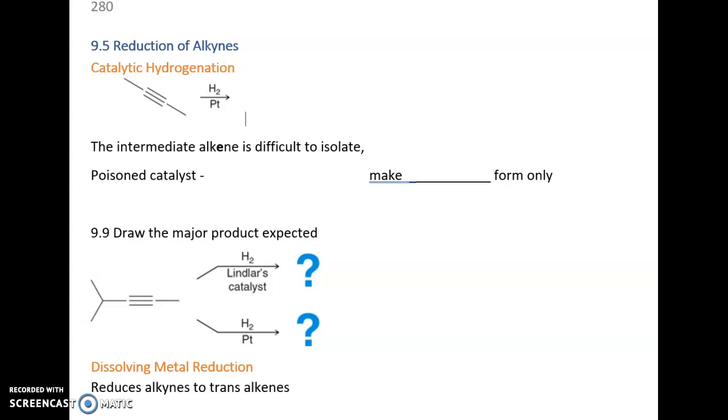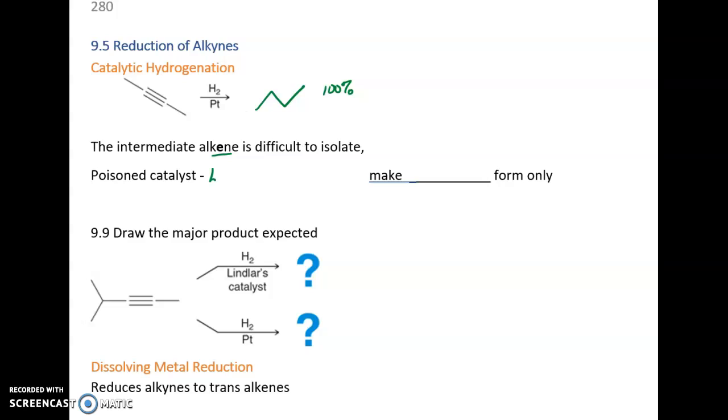Now that we've learned how to make alkynes, let's see how we can get rid of them. We can reduce alkynes using hydrogen and platinum in the same way that we reduce the alkenes, double bonds. And what we get is 100% alkane. It's very difficult to isolate the intermediate alkene. So in order to do that, we use a poisoned catalyst.